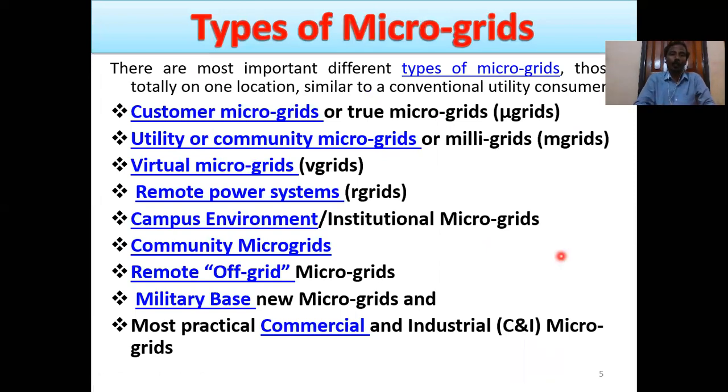So next, types of microgrids. There are several important types of microgrids. Those totally on one location, similar to a conventional utility consumer. So number one, customer microgrids. Number two, utility or community microgrids. Virtual microgrids, remote power microgrids, and campus environment microgrid, community microgrid, remote off-grid microgrid, military base microgrid, and most practical, commercial and industrial microgrids. These are all types of microgrids.